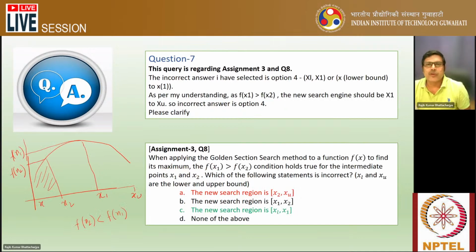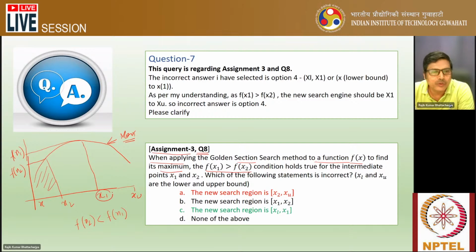Then the next question is related to the golden section search method. This is assignment 3, question number 8. The question is: when applying the golden section search method to a function f(x) to find the maximum, and f of x1 is greater than f of x2. This is the situation. Now this function is a maximization type function, and I would like to find the maxima.